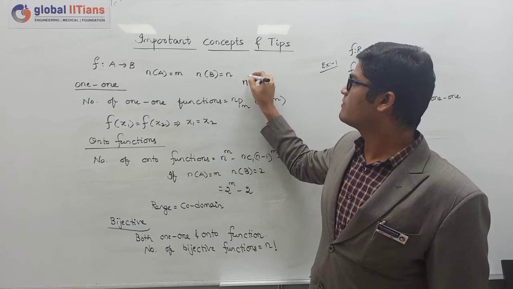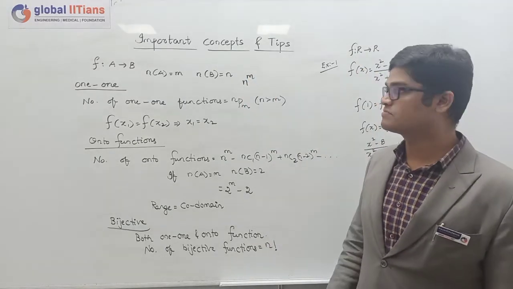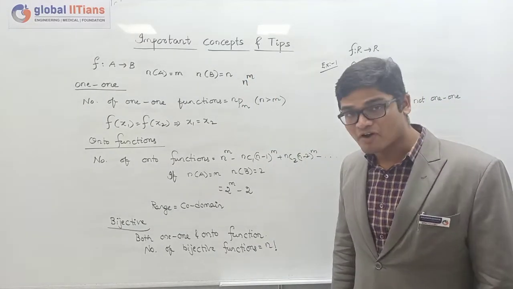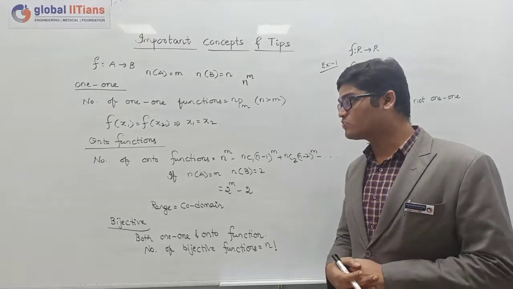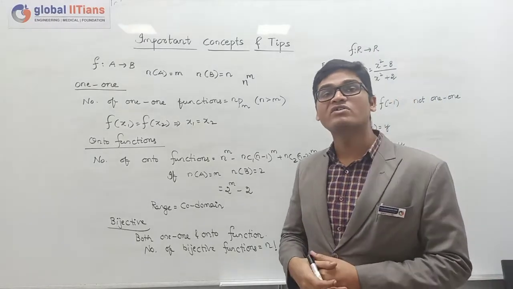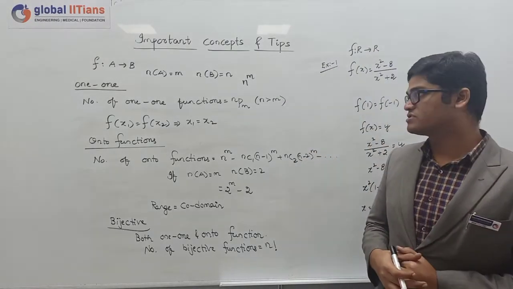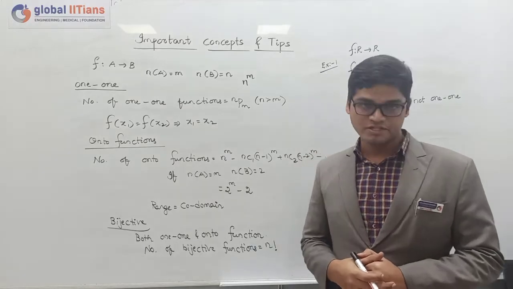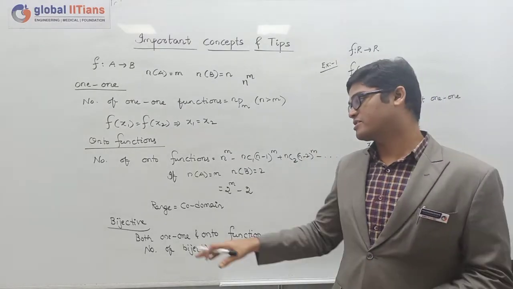So it becomes n power m will be the number of functions. Okay. Next, there are types of functions we are going to see: one-one function, onto function, bijective function. The one-one function is also called an injective function, and the onto function is called a surjective function, and then the bijective function.